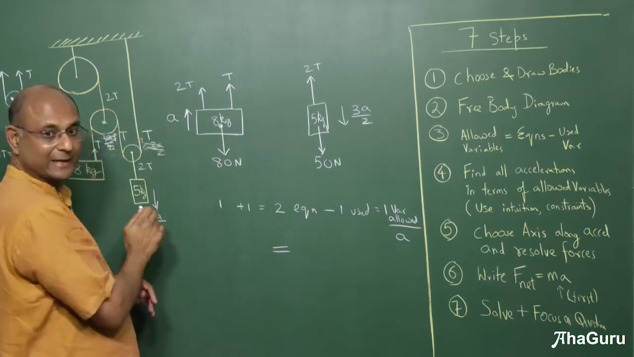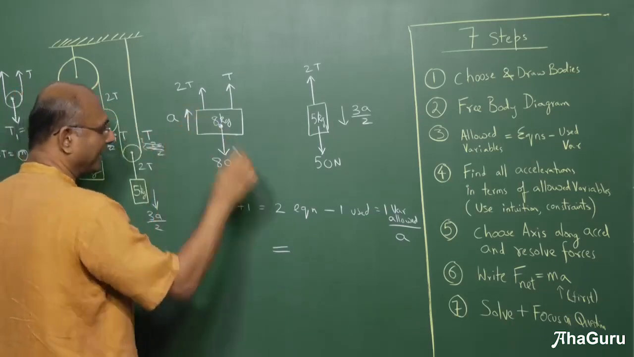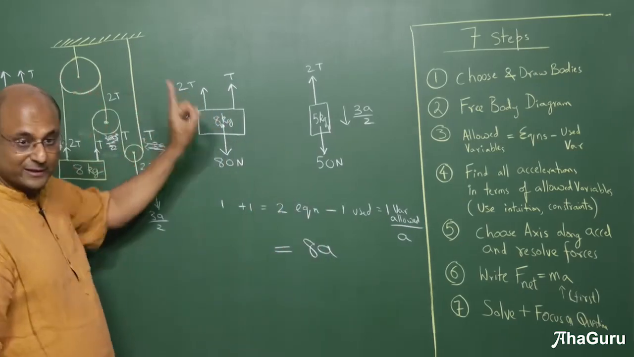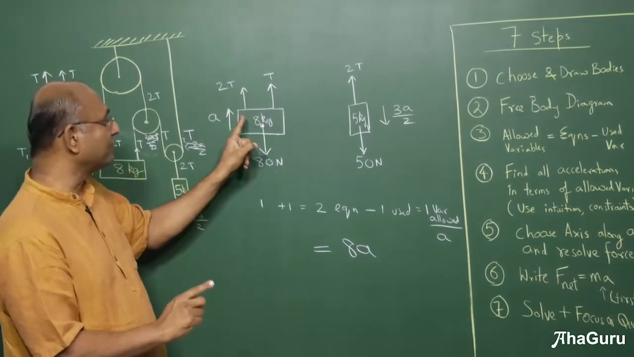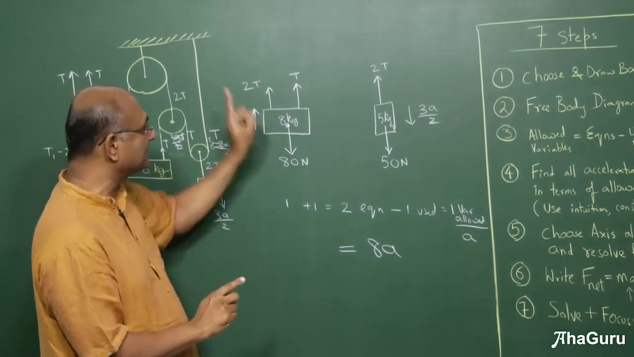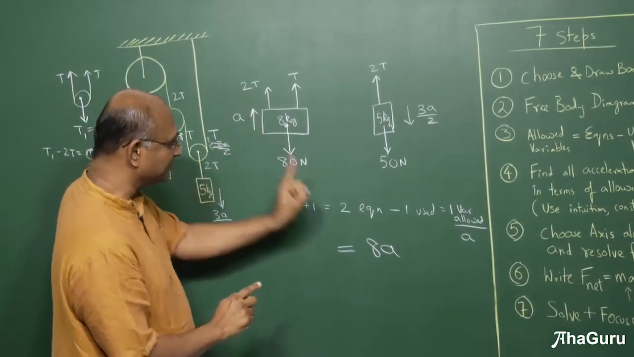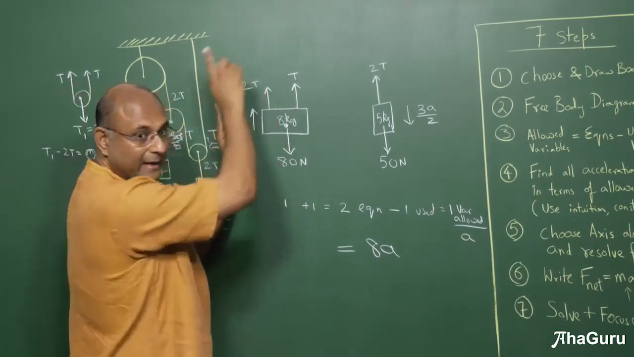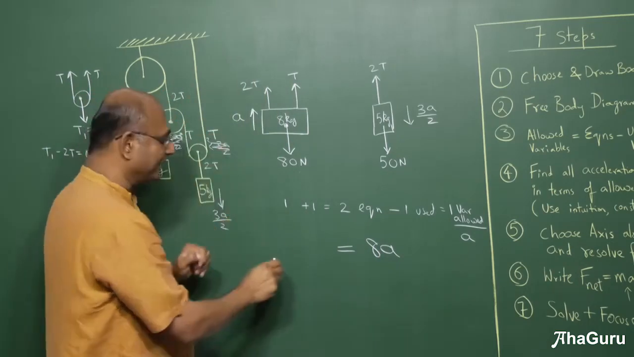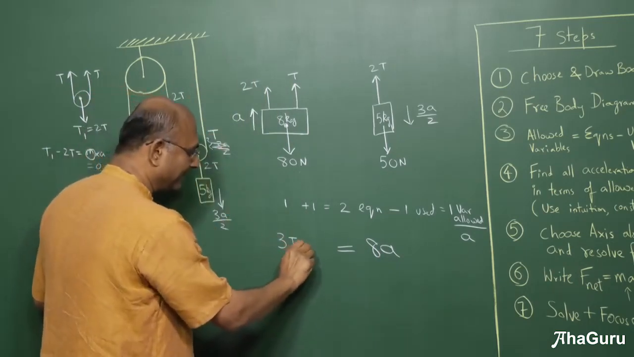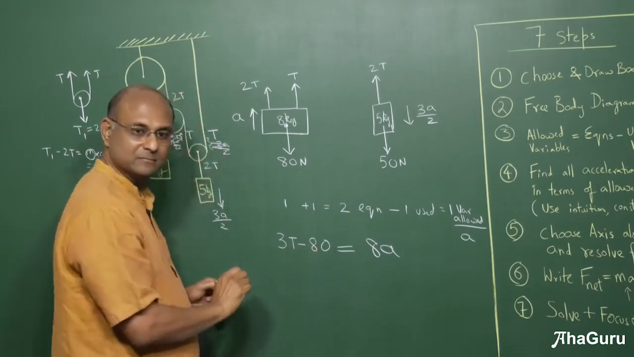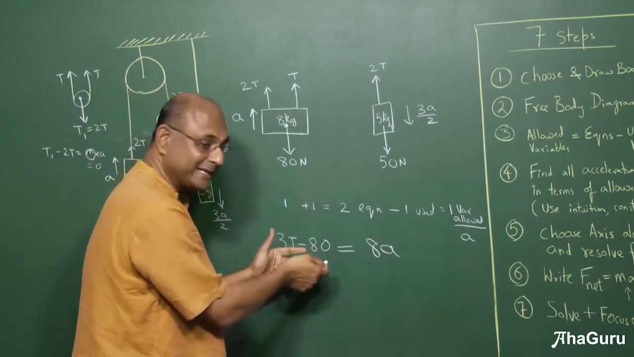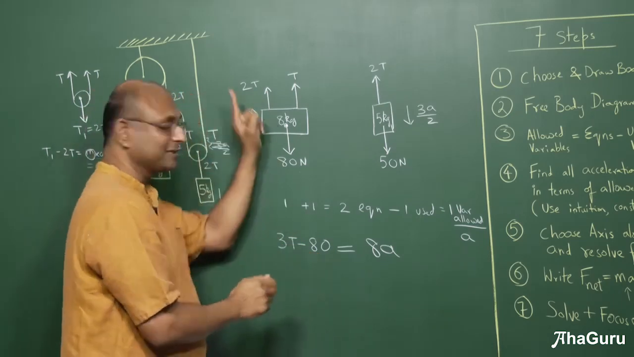So let me start with this guy, 8 kg block. MA, 8A. What direction is it? Upwards. So I will take upwards as positive for writing the equation for this guy. So since upwards is positive because A is positive, I have written it like that. 3T upwards minus 80. So I will write it as 3T minus 80. Not 80 minus 3T, 3T minus 80. Why should I write 3T minus 80? Because I wrote MA first.